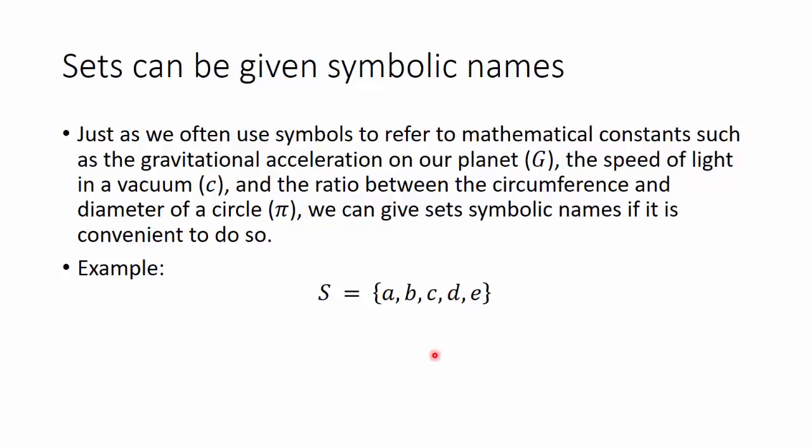Like almost anything else, sets can be given symbolic names. We often use symbols to refer to mathematical constants. For example, we sometimes use the letter capital G to indicate the gravitational acceleration on our planet, 9.8 meters per second squared. Well, we can give sets symbolic names if it is convenient to do so. For example, here we are using the symbol S to denote the set with these elements, A, B, C, D, E. Now, instead of saying the set with elements A, B, C, D, and E every time, we can just refer to the set S. So that is sometimes convenient.